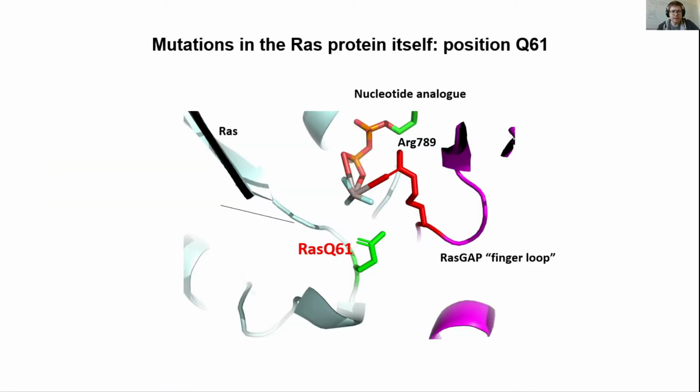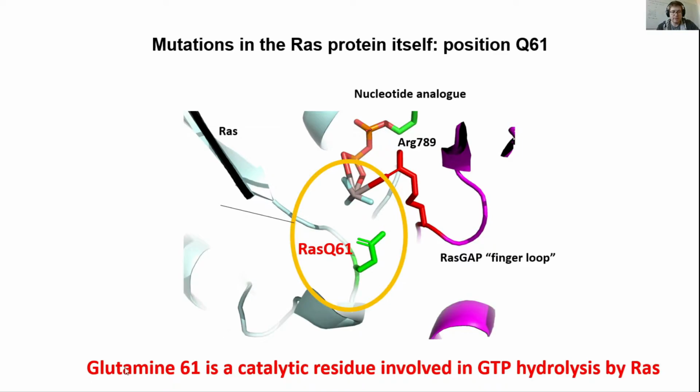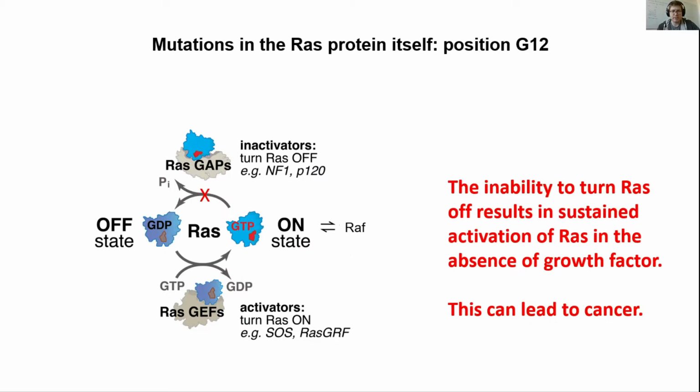And a second mutation that is extremely common in the RAS protein itself occurs at position Q61. And Q61, this glutamine residue, as you'll recall from the Monday lecture, is a catalytic residue that's involved in GTP hydrolysis by RAS. And cooperating with RAS GAPs who stick their finger in here, this glutamine is needed in order for the GTPase to be able to hydrolyze the GTP. And so if you mutate this to something else, you're going to result in molecules that can't be turned off.